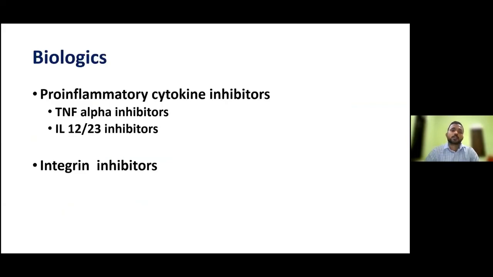So biologics. The biologics have revolutionized the management of IBD during the last 2 decades. As I mentioned, we have started using infliximab since 2020 and the other biologics since after 2012. There are 2 main groups of biologics we use in IBD. First one is pro-inflammatory cytokine inhibitors, under which we have TNF-alpha inhibitors and interleukin 12 and 23 inhibitors. The second class of biologics used in IBD is integrin inhibitors.